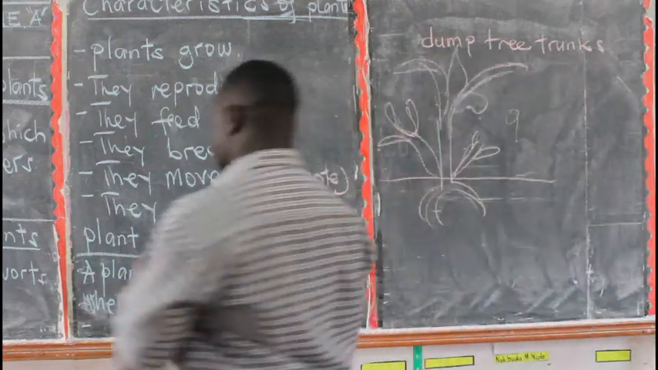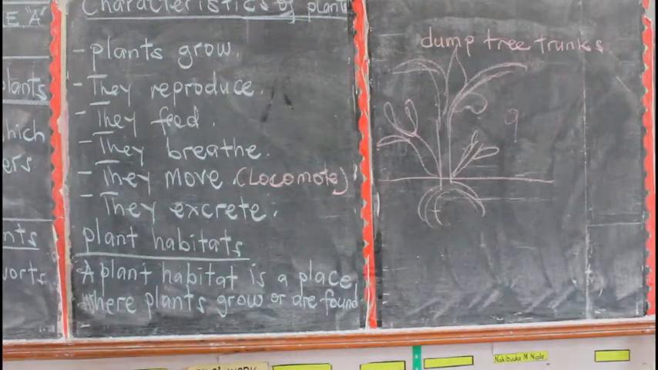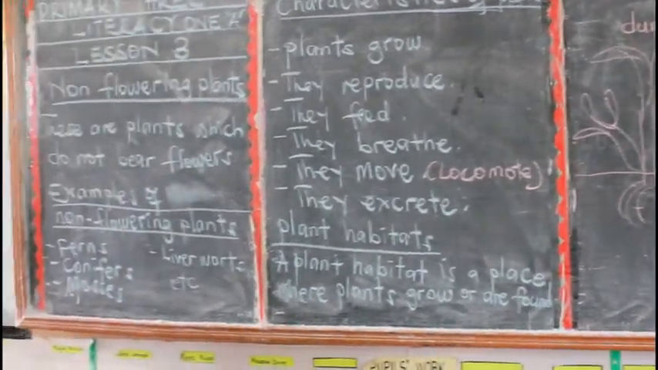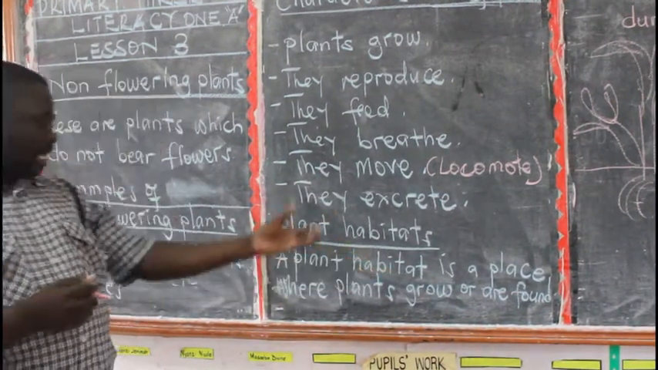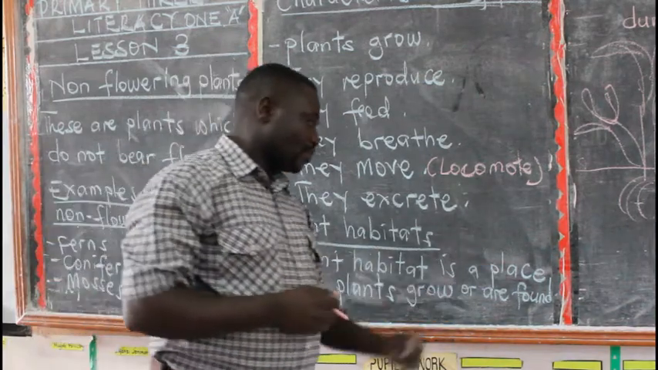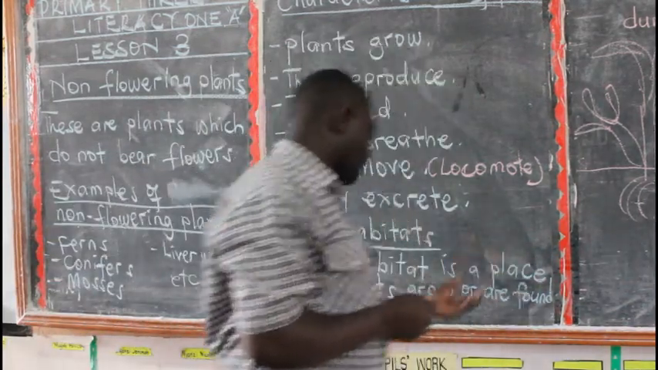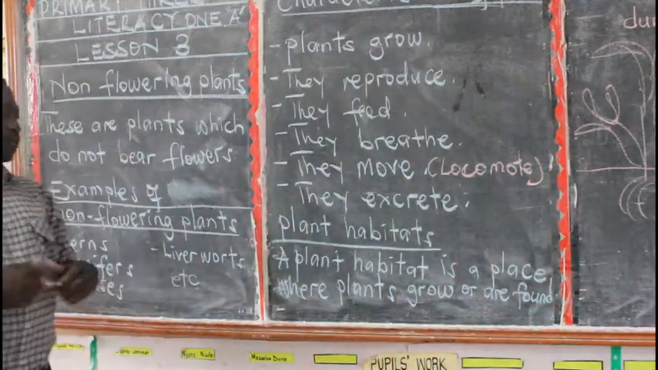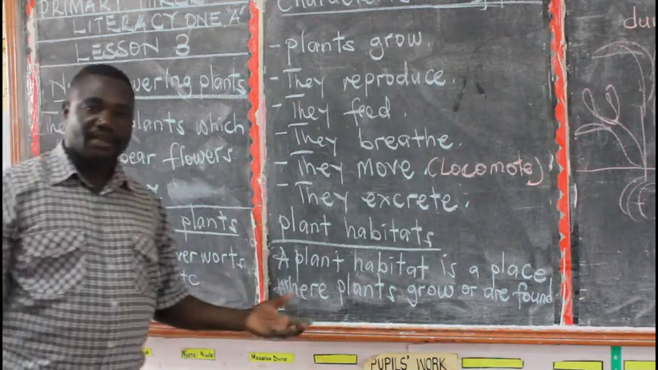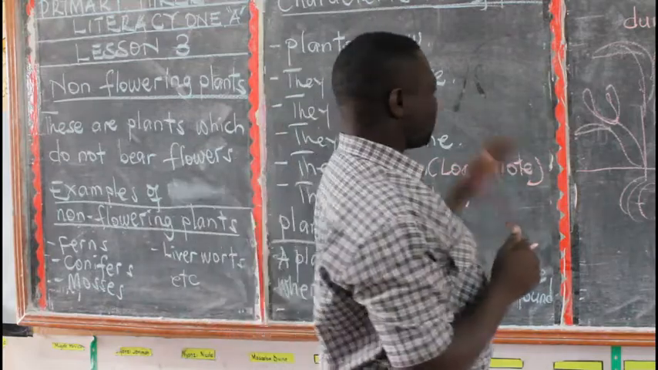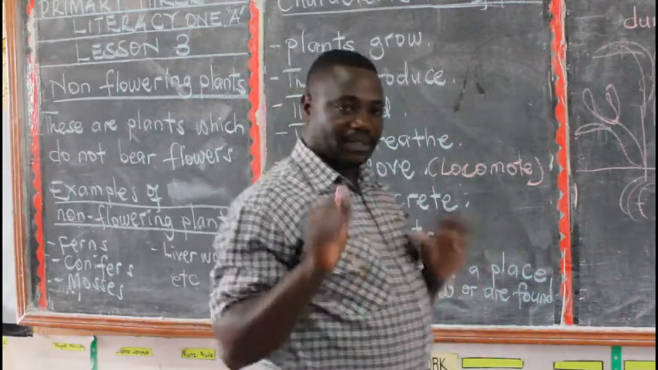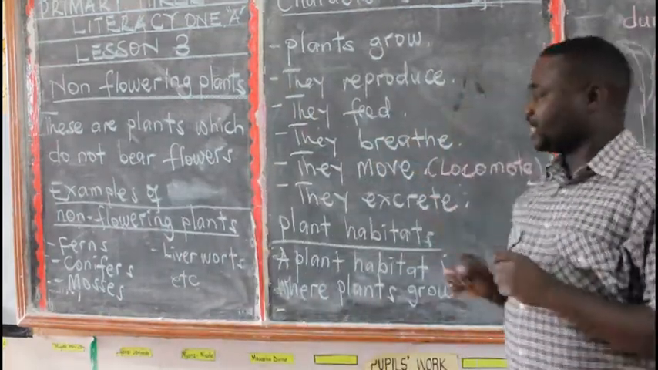Then we shall also look at plant habitats. What are plant habitats? A plant habitat is a place where plants grow. Or sometimes you can say a plant habitat is a place where plants are found. So, good children, it has been our third lesson, and I will have to end here.